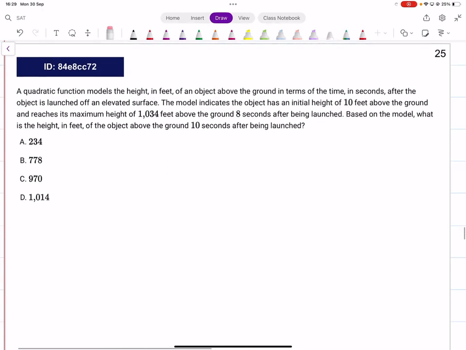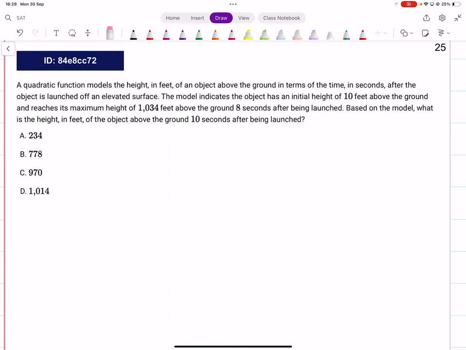Okay. A quadratic function models the height in feet of an object above the ground in terms of the time after the object is launched off an elevated surface. The model indicates that the object has an initial height of 10 feet above the ground. Initial means when t equals 0, h is 10. Okay, that's the initial value that we're given. Reaches its maximum height of 1034 above the ground 8 seconds after being launched. So when t is equal to 8, h is equal to 1034, and we also know this is the maximum point.